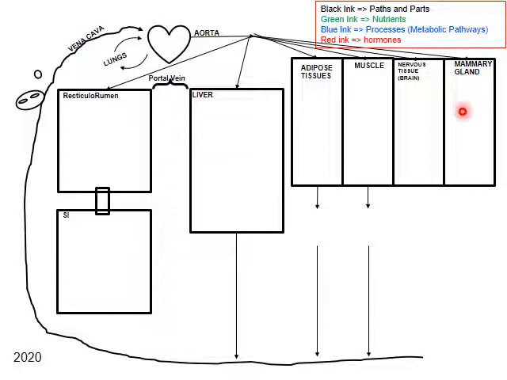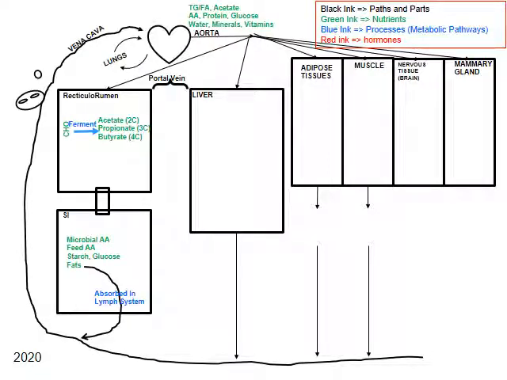Mammary gland is going to synthesize milk, and that's going to be exported from the body, so that's taking it out of the circulation. We're not going to have circulation through there again. So this is going to represent our body, and we'll fill it up with metabolism to teach you what's going on. So we'll start with how the digestive tract brings things in. Again, blue is processes, metabolic pathways, green is nutrients.